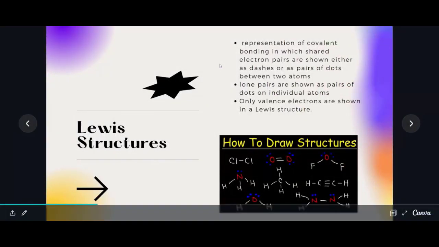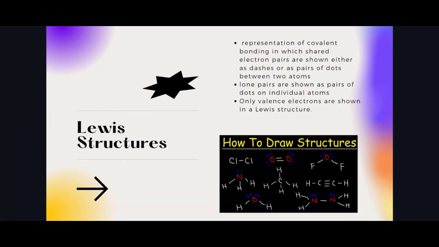We represent these schematics of bonding in elements in the Lewis structure, and essentially it's a representation of covalent bonds in which the electron pairs are shown as dashes or pairs of dots between 2 atoms. The lone pairs are shown as pairs of dots on individual atoms, and only the valence electrons are shown in a Lewis structure because these are the electrons that are involved in bonding.